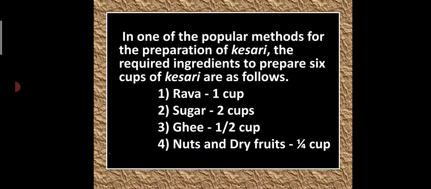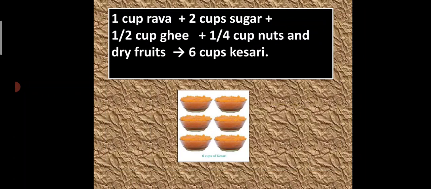If you want 12 cups of kesari, you will use 2 cups of rava, 4 cups of sugar, 1 cup of ghee, and half a cup of nuts and dry fruits. So we are increasing depending upon the quantity whatever we are in need of. Yes or no? So for 6 cups of kesari we need 1 cup rava, means how much is needed for 24 cups of kesari, we have to calculate. So calculating how much amount and how much concentration we need to take, that is called stoichiometric calculations.